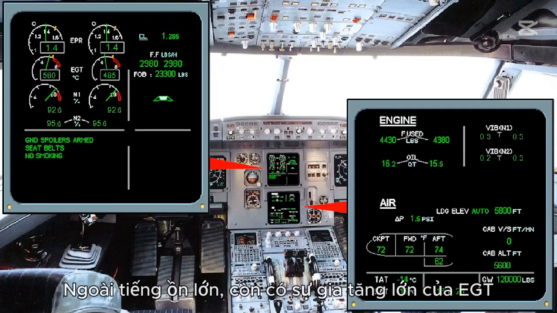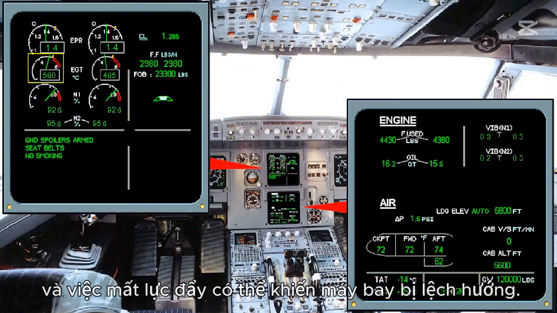Apart from the loud noise that usually accompanies a surge, there is a large rise in the EGT, and the resulting loss of thrust may cause the aircraft to yaw.